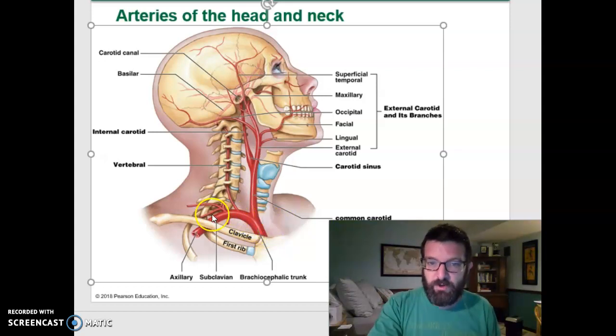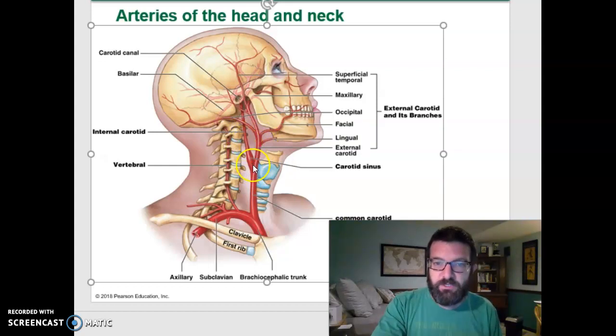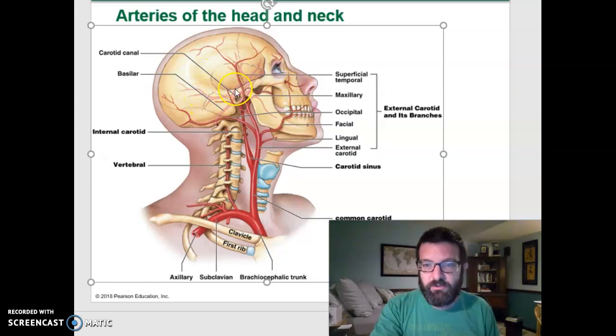which branches into our right subclavian and our right common carotid. And our common carotid, whenever you have a common artery, it's going to branch into two, right? And so we have, in this case, an internal carotid artery, which goes up to your brain, and an external carotid artery, which feeds kind of all the outside stuff here, right? Goes to the muscles on the outside of your face and your skull, etc.